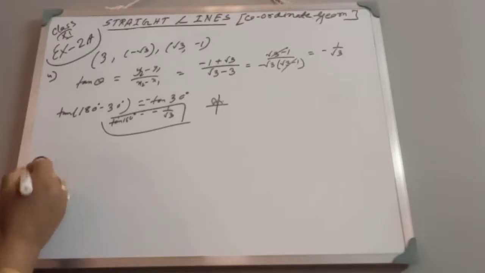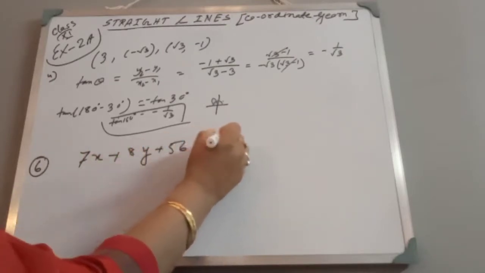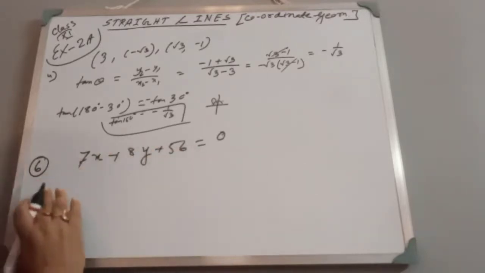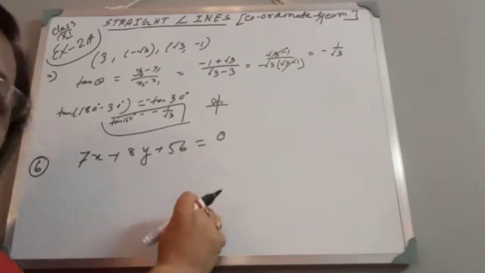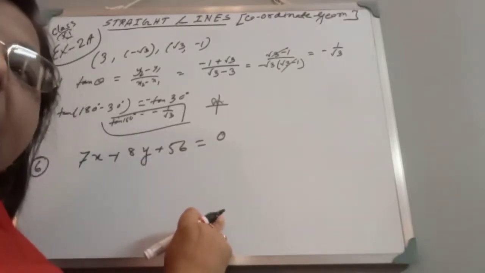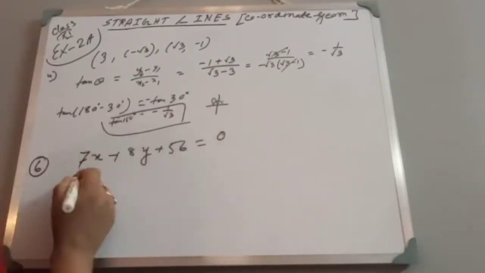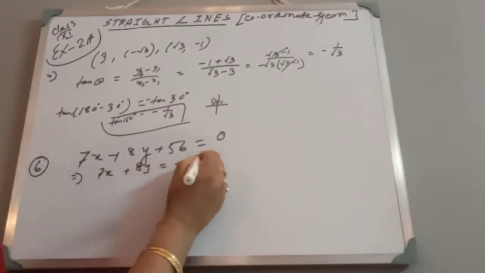Next is sum number 6. The intercepts of the straight line 7x plus 8y plus 56 equal to 0. Find the intercepts on the x and y axis. How to find that? We have to convert this equation from the ax plus by plus c form into the intercept form. Just take the constant term 56 to the right hand side. Then what will we write? 7x plus 8y is equal to minus 56.